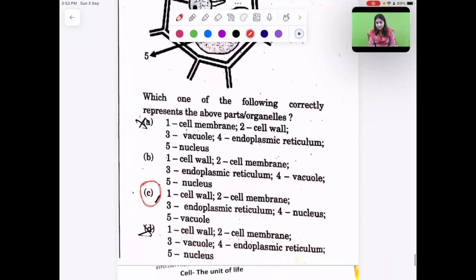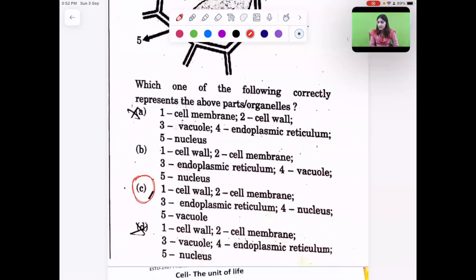So that's all. I hope you all did well in your exam. As you can see, there were many questions from the cell chapter, which we have prepared thoroughly. So all the best all. Thank you.